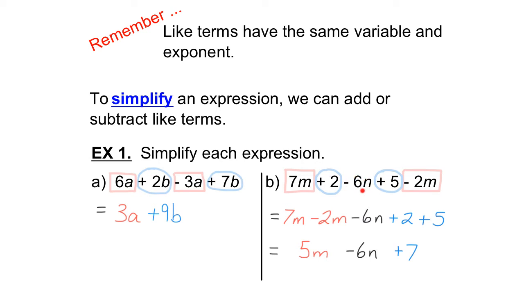Negative 6n is a term all by itself. There is no other like term with that, so it just stays all alone. So 7m minus 2m is 5m. Minus 6n cannot be simplified because there's no like terms, so it just stays the same. Plus 2 plus 5 becomes plus 7. So this 3-term expression is the simplified form of this original expression.